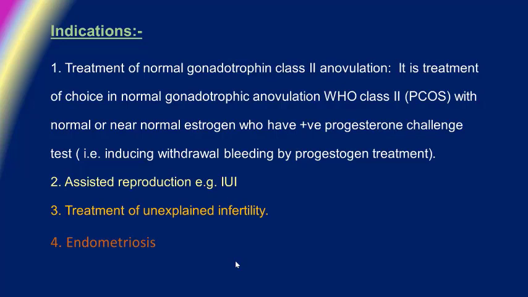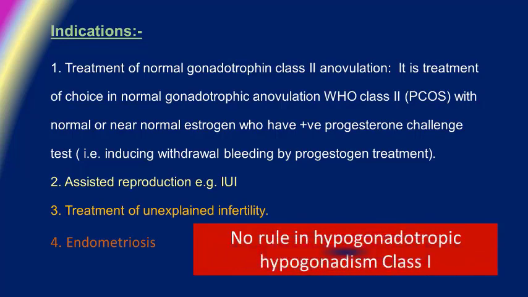Second indication is assisted reproduction technique, like intrauterine insemination. Third, treatment for unexplained infertility. And the last, treatment of endometriosis to increase the quality of oocyte. No role of clomiphene citrate in hypogonadotrophic hypogonadism patients. Why? Because they have no hypothalamic or pituitary function, and the Clomid needs an intact hypothalamic pituitary axis.